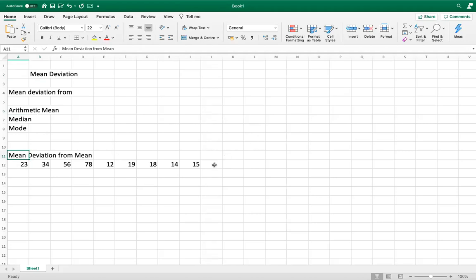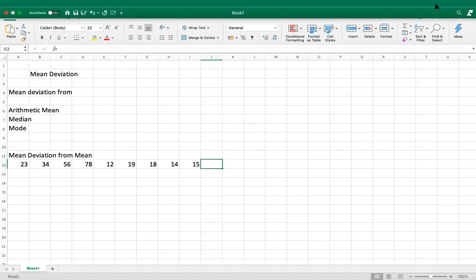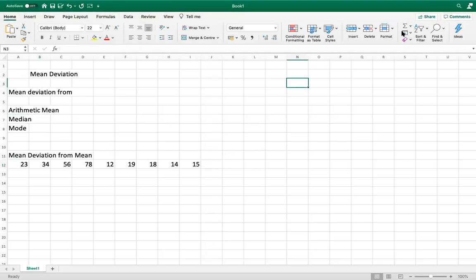So what is the first step when we calculate a mean deviation? Arithmetic mean calculate करना है, ठीक है? So I will calculate my arithmetic mean. Arithmetic mean का मतलब क्या है? Summation x divided by n. So I got my summation x as 269. ठीक है?